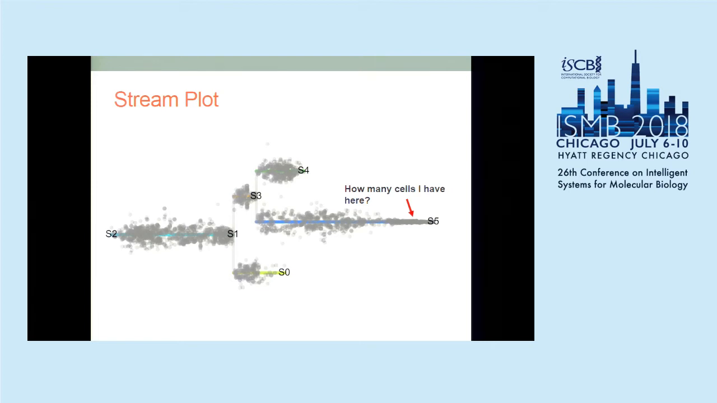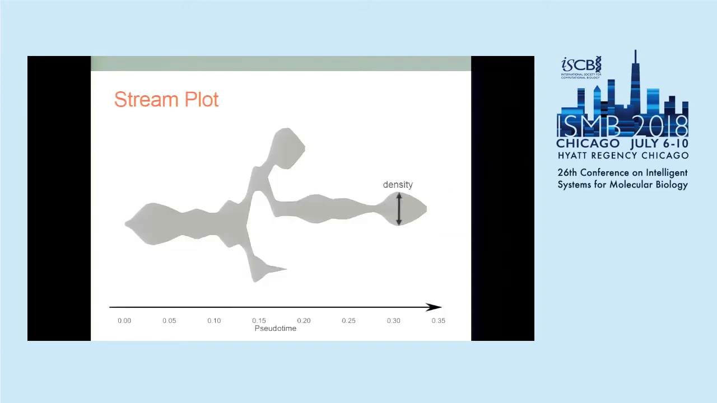So in this case, it's very hard to tell how many cells we have here. So here we introduce a novel trajectory visualization plot. We call it stream plot. Here the width of the branch is proportional to the number of cells, so we can use the density to show how many cells are actually there.